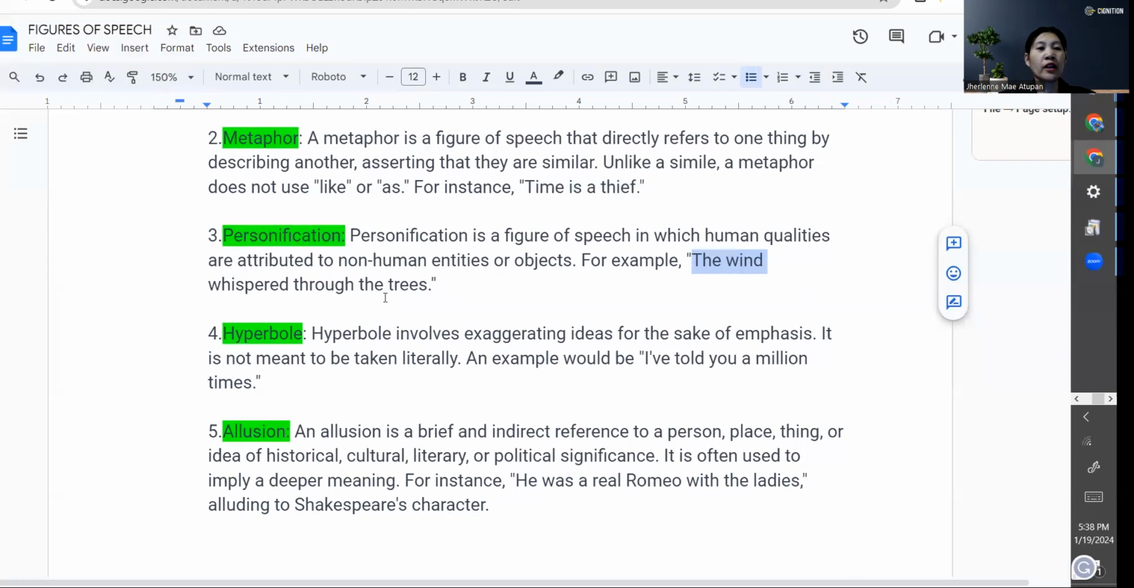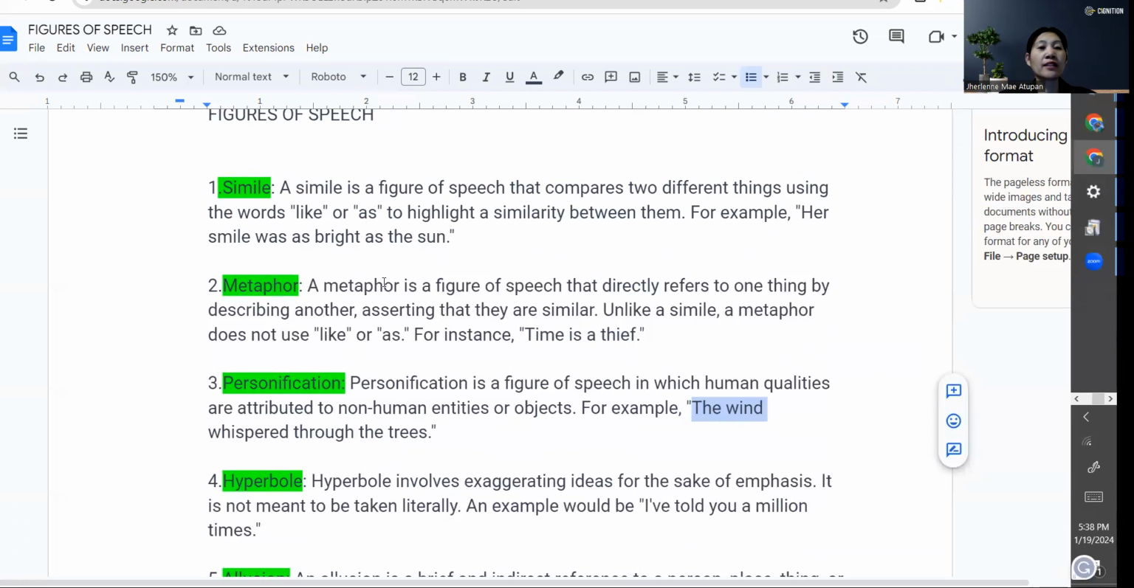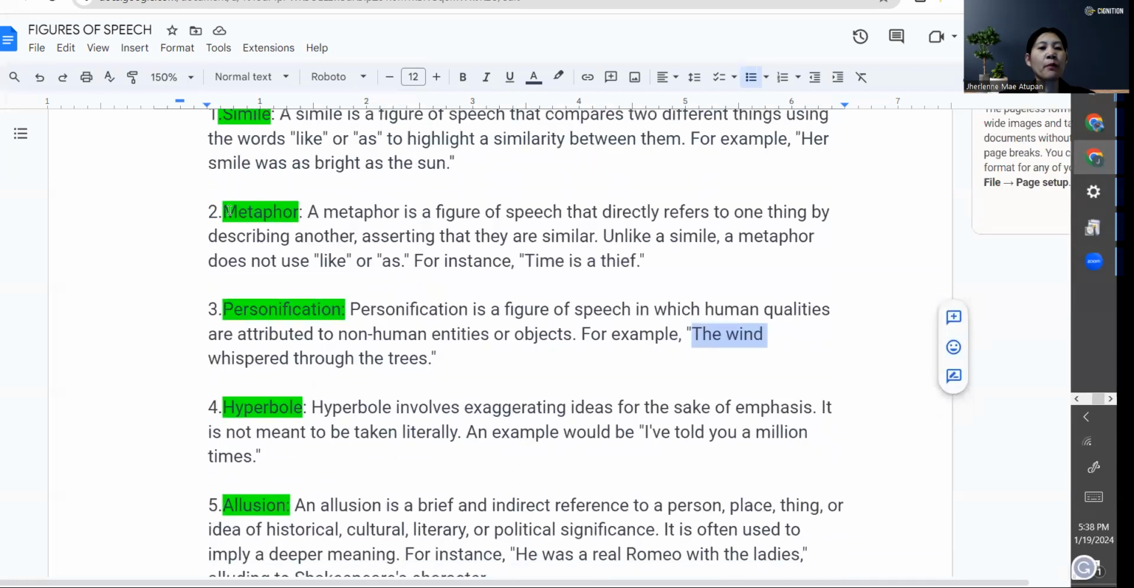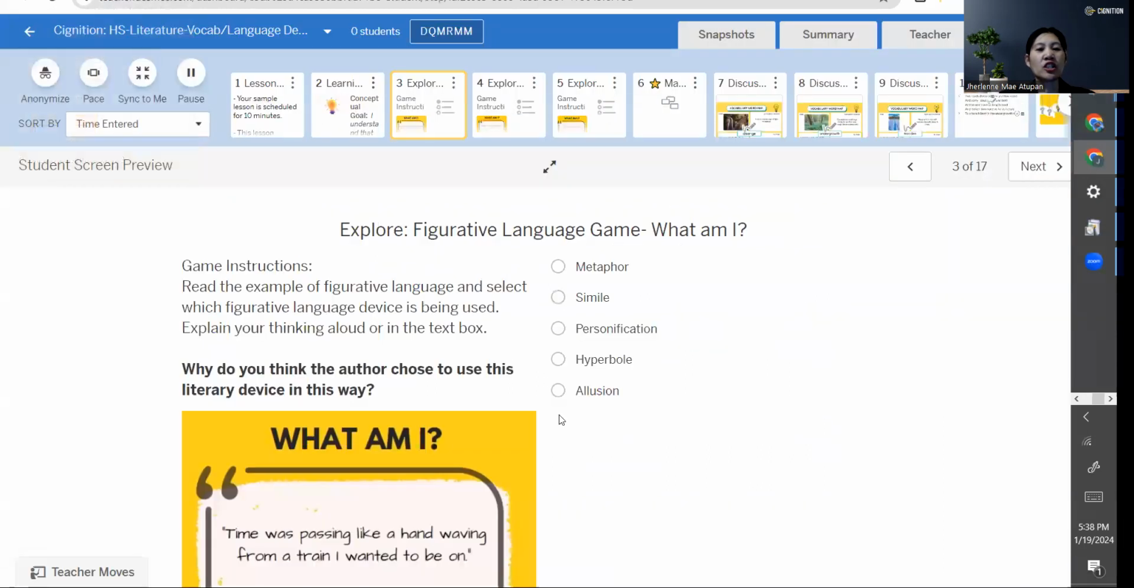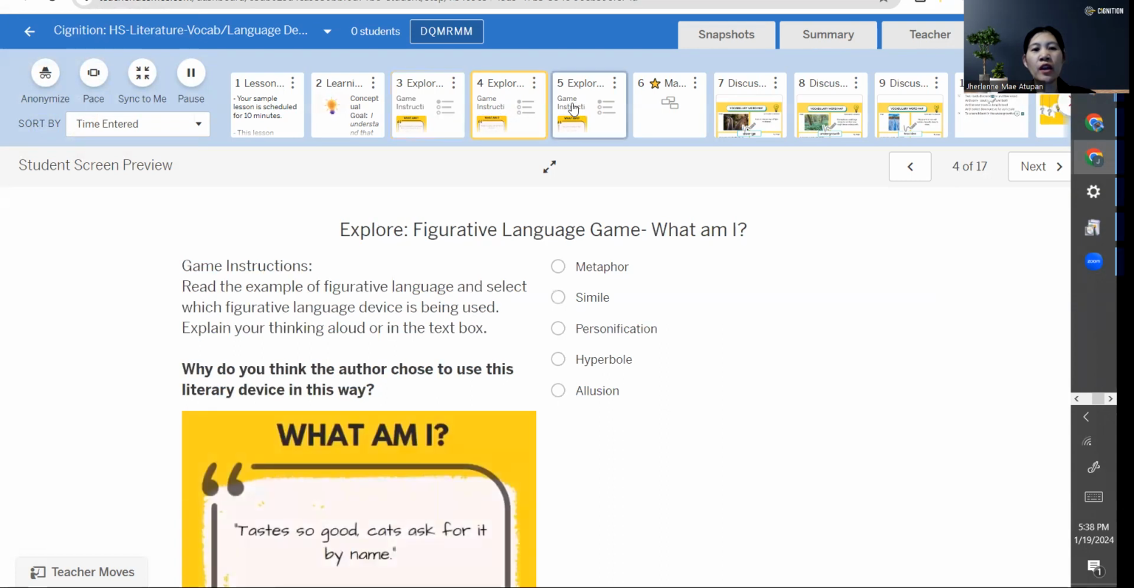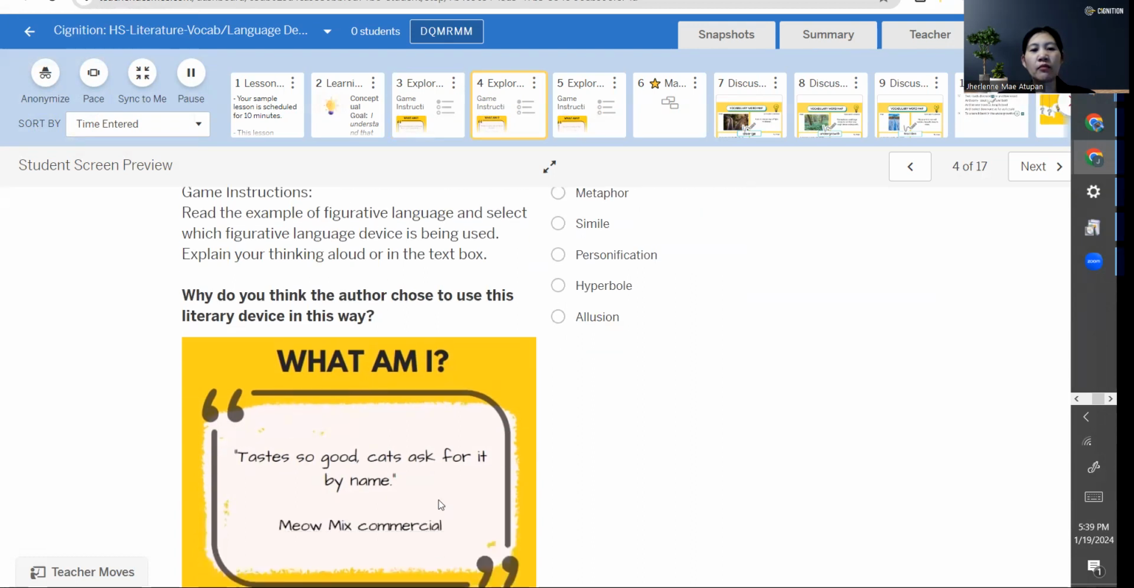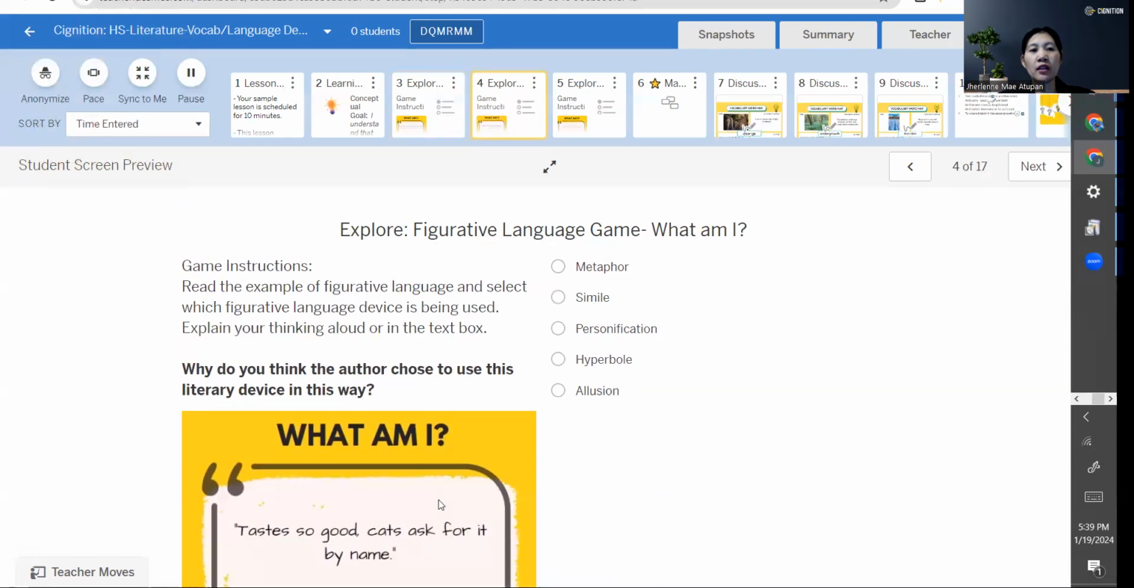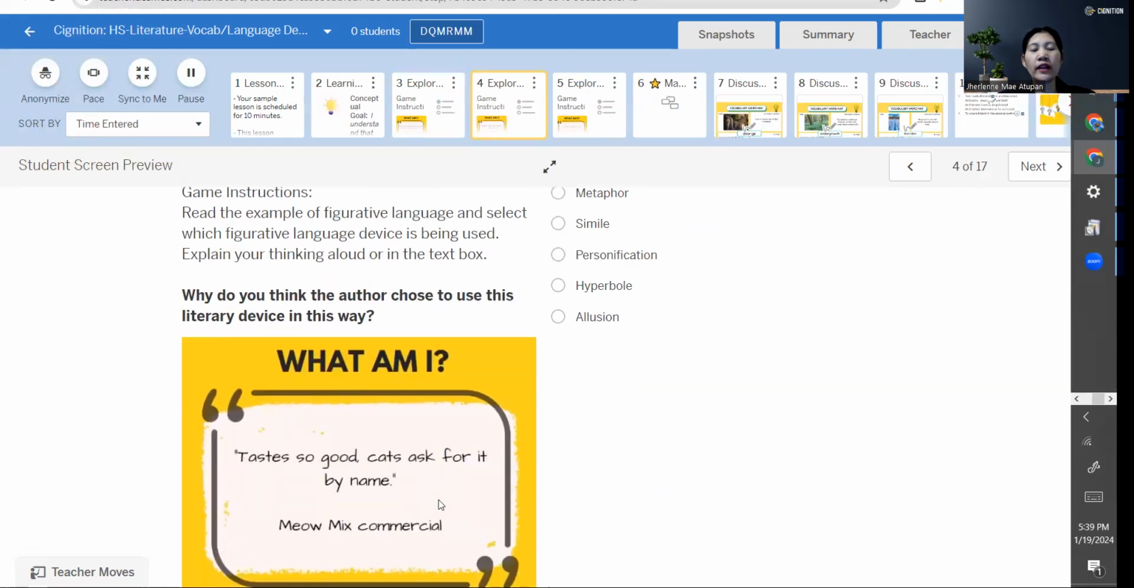Those are examples. I hope you remember the lesson from last meeting: simile, metaphor, personification, hyperbole, and allusion. All right, so we are here. Let's continue with this. Tastes so good. Cats ask for it by name. All right. So what should it be? Diane? Great. You got it right. What about Felix? Okay, right. Good.